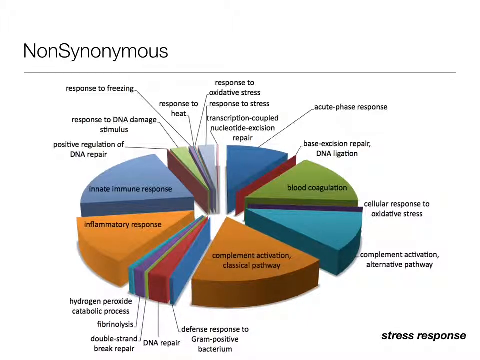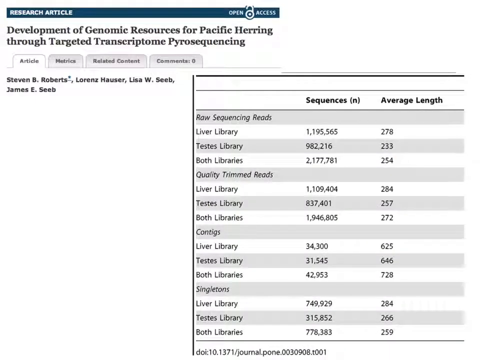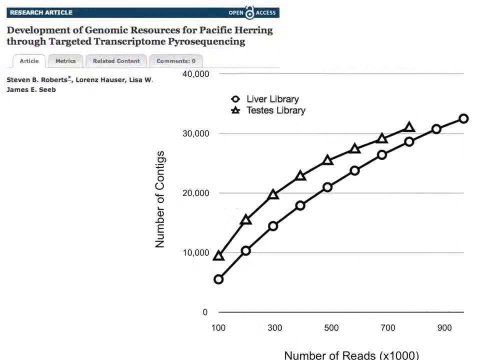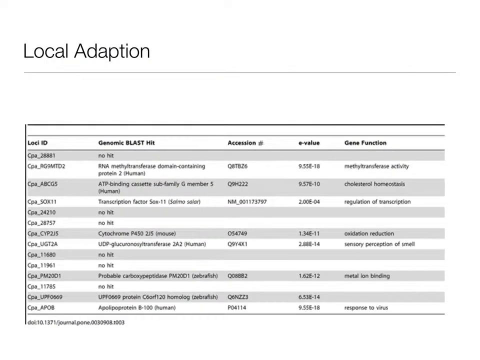Again, breaking down just the genes with non-synonymous SNPs into the really stress categories. Yeah, exactly. Yeah, so all that's published, and we did all kinds of fun stuff to see.